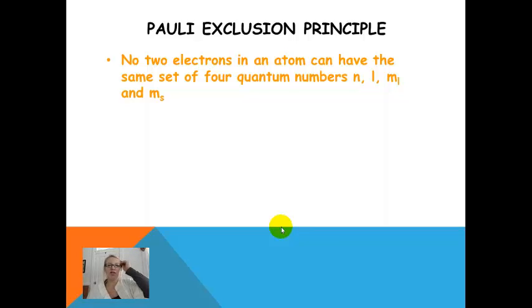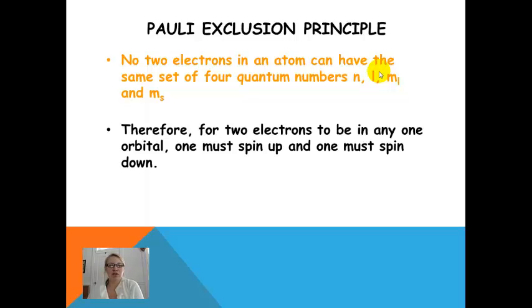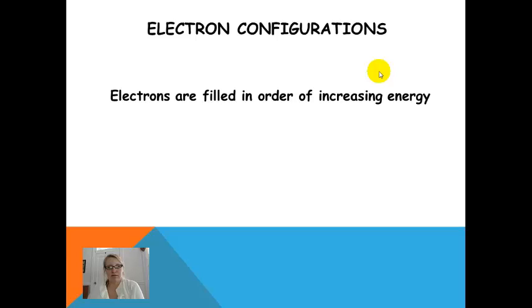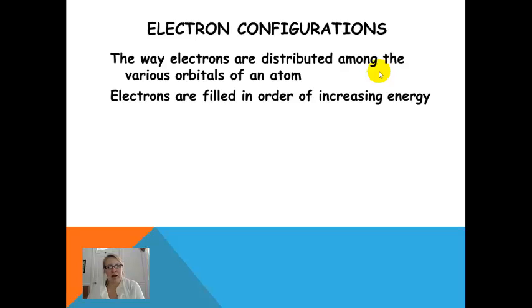Remember that the Pauli exclusion principle says that no 2 electrons can have the same set of 4 quantum numbers. So each electron is identified by its quantum numbers. For two electrons to be in the same orbital, one must be spin up and one must be spin down. Electron configurations: remember, electrons are filled in order of increasing energy. The electron configuration shows the way that electrons are distributed among the orbitals of an atom.